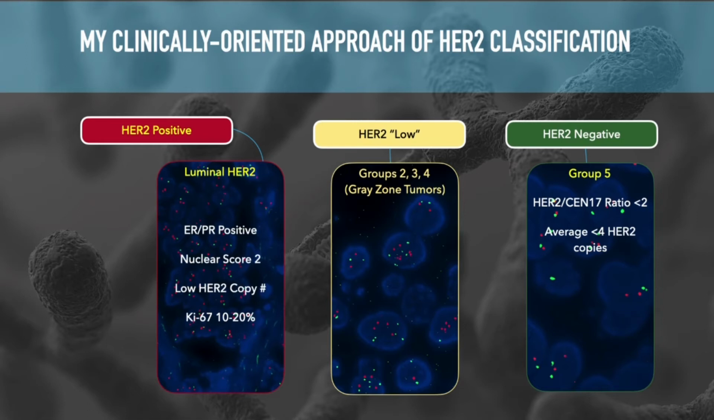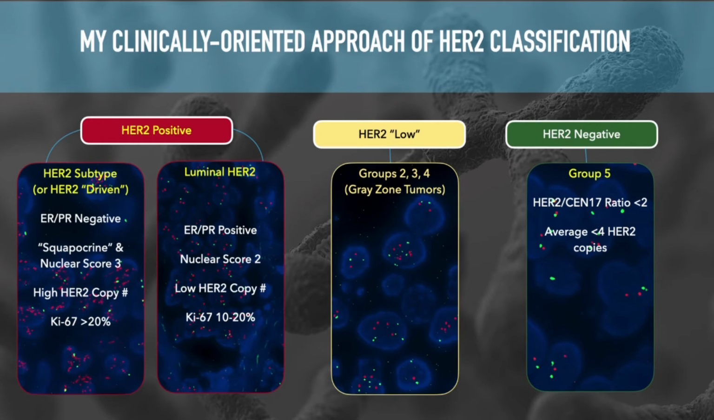Whereas the pure HER2 positive tumors, by definition, are ER/PR negative and have a unique morphology that allows us to predict the HER2 status by just looking at the H&E. These usually have very high HER2 copy number and a high Ki67 proliferation index, higher than 20%. In my opinion, these tumors are the ones where the patient benefits the most from anti-HER2 therapy because there's no other resistance. There's no estrogen receptor positive status that blocks anti-HER2 treatment. These are the ones that benefit the most.